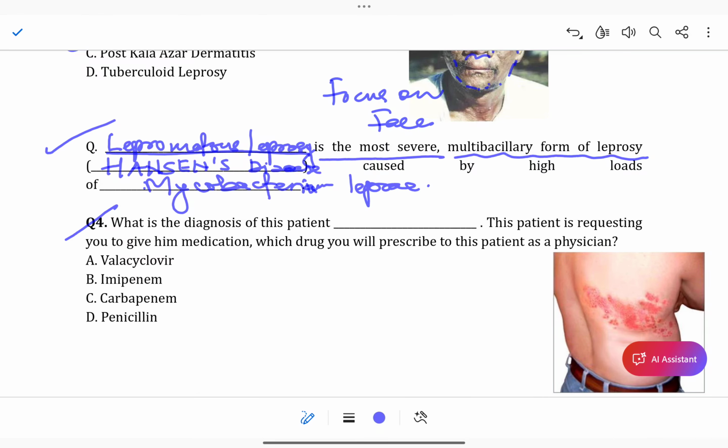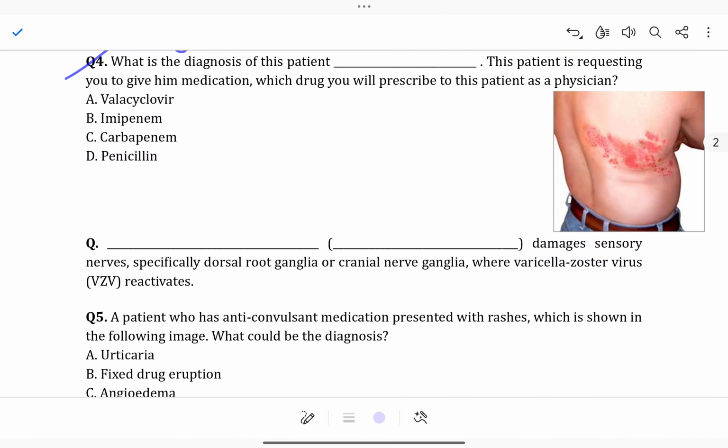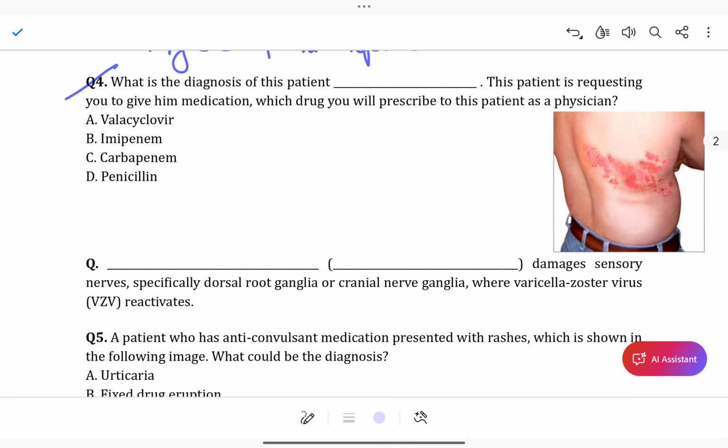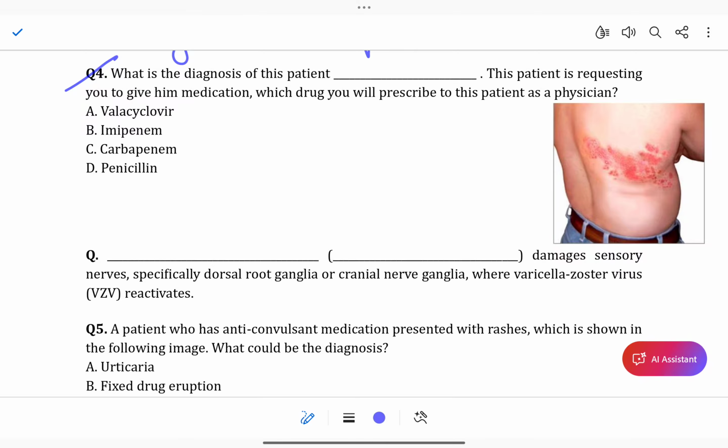Come to question number 4. What is the diagnosis of this patient? First of all, see this question. Where is the mark? What is the diagnosis of this patient?